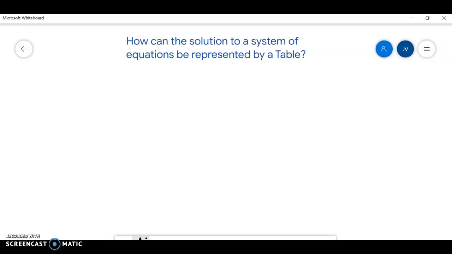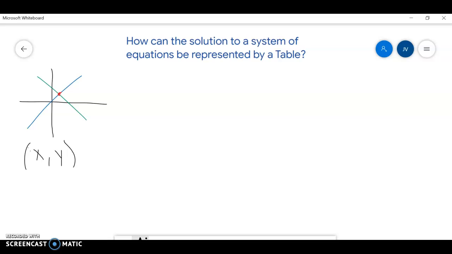The first thing that we learned was when we have a graph and we have two lines, the answer to this system of equations is right there where they cross. So essentially it's an x and y coordinate. It's one point where they cross on the graph.